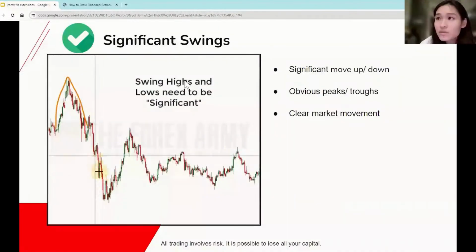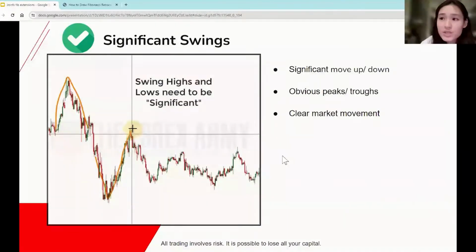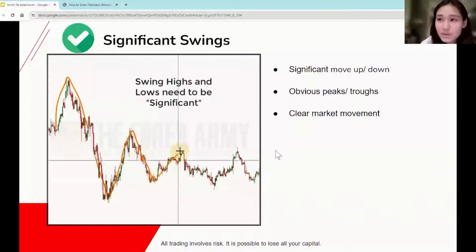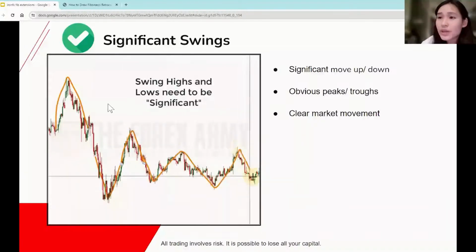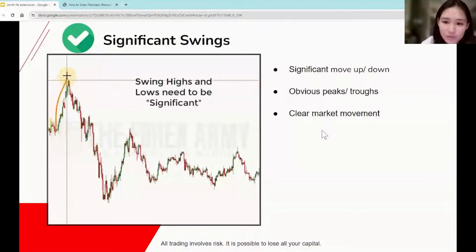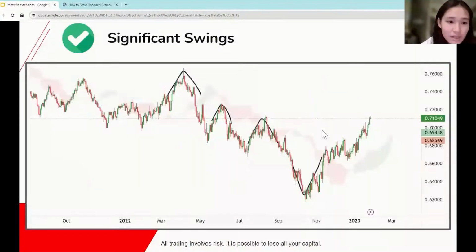So here is an example of significant swings. Okay, we have a clear move up and down. We have obvious peaks and troughs, and very clear market movement as well. And here's another example. So I've drawn out the peaks and the troughs to show you exactly how clear it should be.